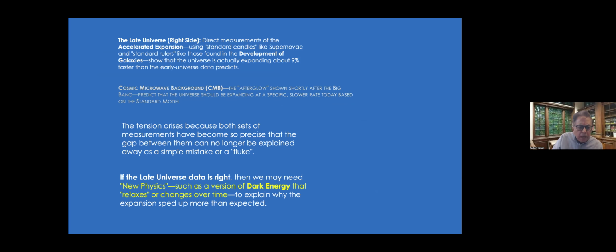What do we do? So one thing is that there could be experimental errors, and 5 sigma sounds like a pretty strong belief in the experimental findings, but nonetheless, the S8 was only 3 sigma. So there could still be room for further refinement of experimental procedures. But the intriguing thing that I would like to talk about here is that possibly, this is indicating some sort of new physics, where we have a dark energy which relaxes or changes over time to explain the expansion speeding up more than expected.